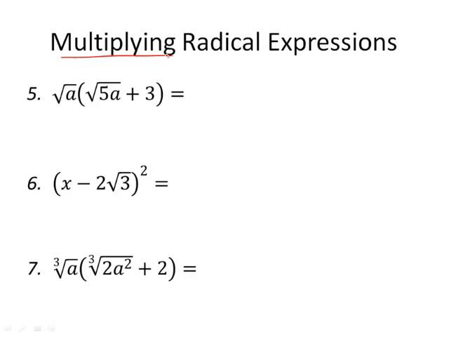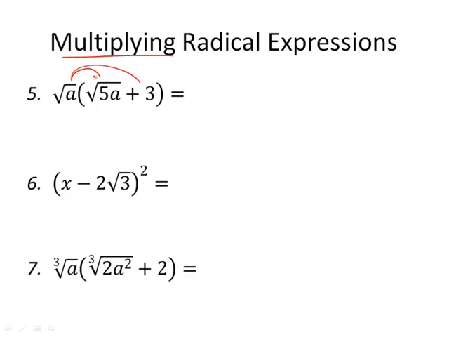Next, we have multiplying radical expressions. However, here we're going to be using distribution properties. So we're not only going to multiply 2 items, we're going to have to distribute and make 2 multiplications. So here we're multiplying root a by root 5a and then root a by 3. So let's start with root a times root 5a.